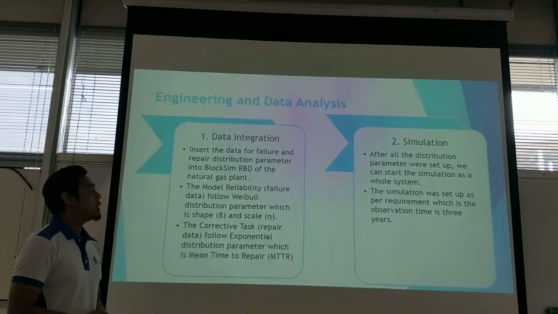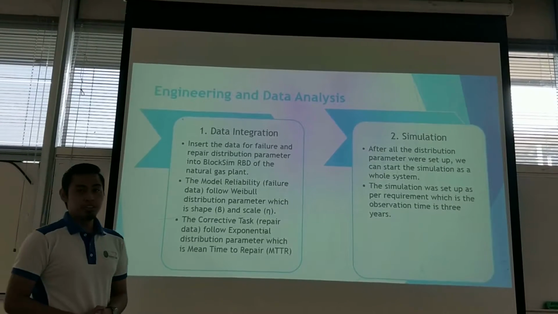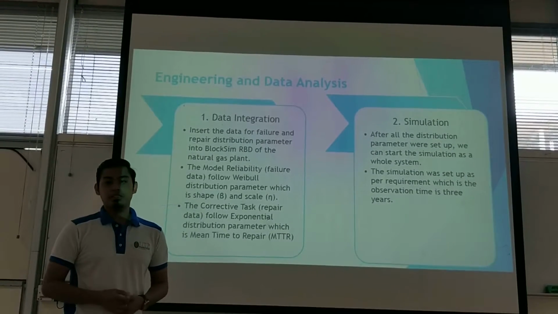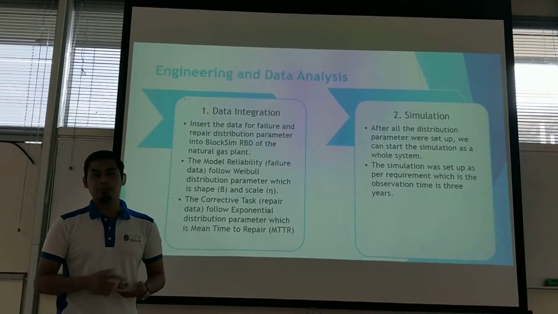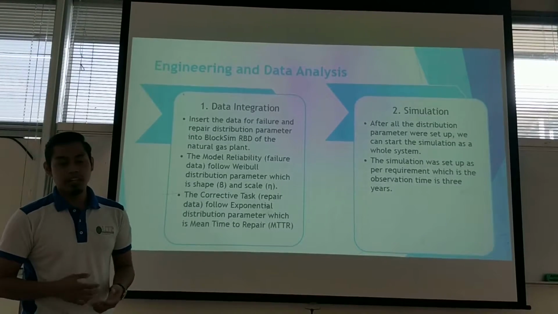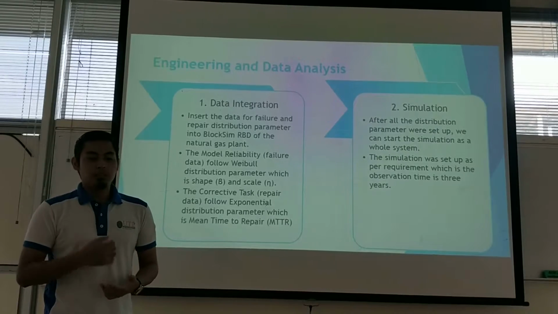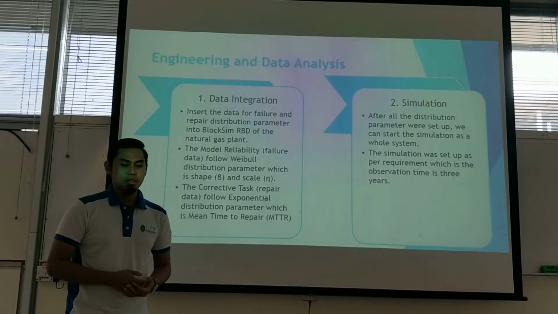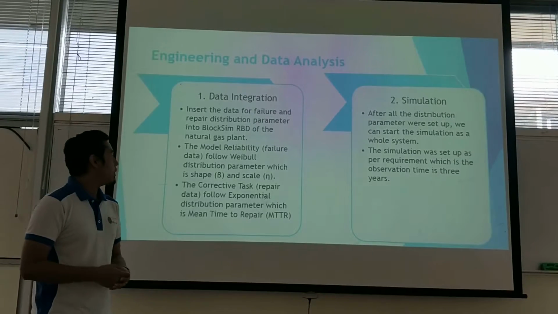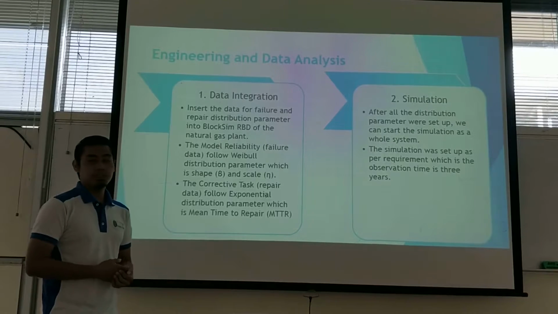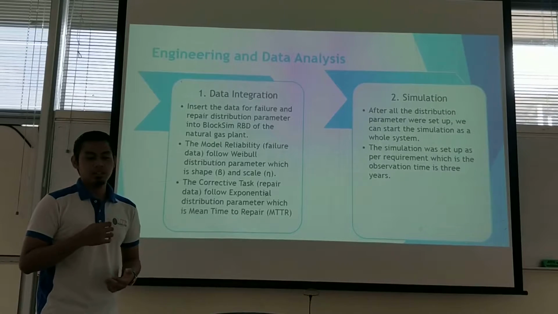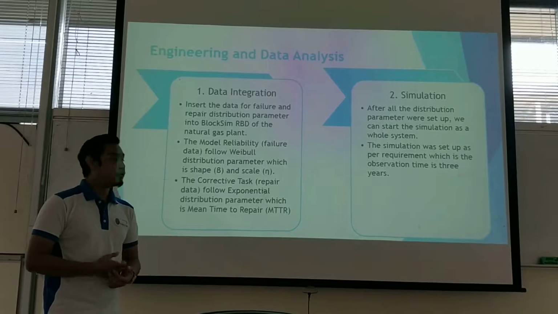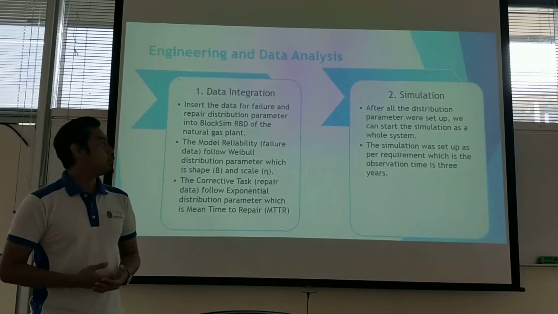I will explain about engineering and data analysis. First, we do the data integration. After we get all the distribution parameters for failure and repair, we insert the failure and repair distribution parameters into the BlockSim RBD of the natural gas plant. So the model reliability failure data follow the Weibull distribution parameters, which are shape beta and scale eta, and then the corrective task, which is repair data, follows the MTTR of the equipment.